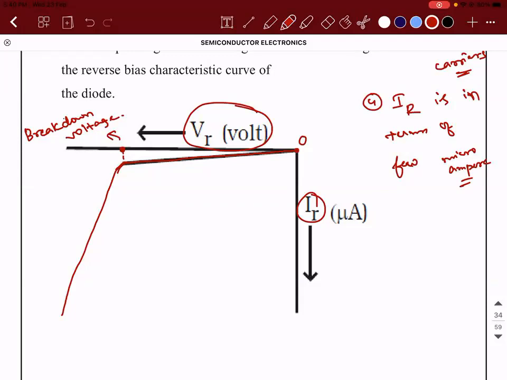Where do you speak about cut-in or knee voltage? Cut-in or knee voltage is spoken of in the case of forward bias. In the reverse bias condition, what is the voltage you're speaking about, where the sudden rise in current is taking place? It's called breakdown voltage. Clear? So remember this graph and the breakdown voltage.